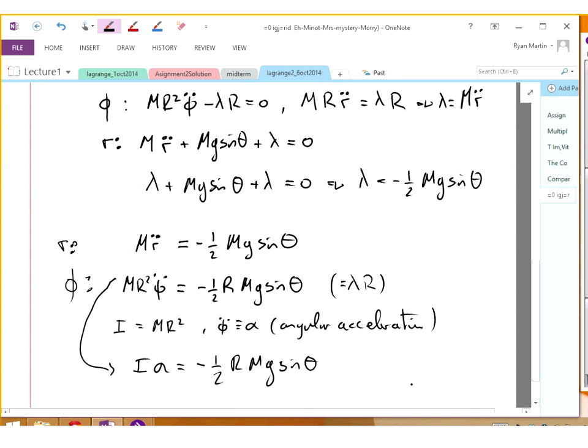And that kind of looks like tau. All right, that's the equation that you would have done in undergrad physics for a rotational system. You'd have written I alpha equals the sum of the torques. And so here we can see that this torque, in this case, is R times lambda.